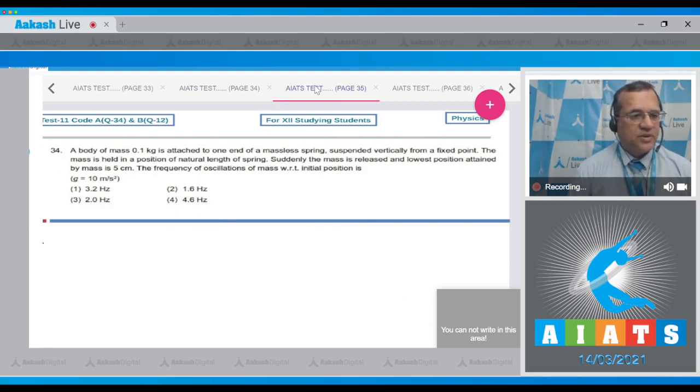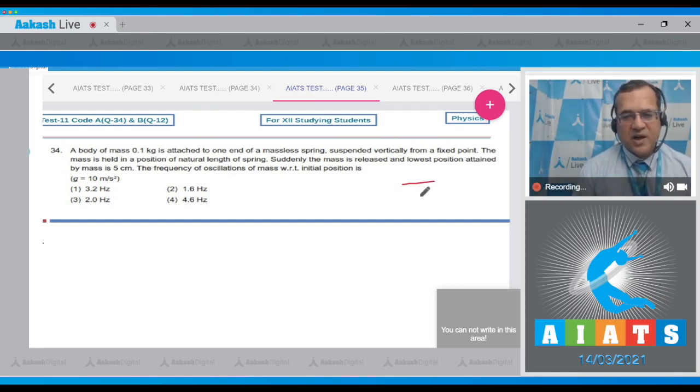Question number 34 is: a body of mass 0.1 kg is attached to one end of a massless spring suspended vertically from a fixed point. The mass is held in position at the natural length of the spring. Suddenly the mass is released, and the lowest position attained by the mass is 5 cm. Find the frequency of oscillation of the mass with respect to the initial position.